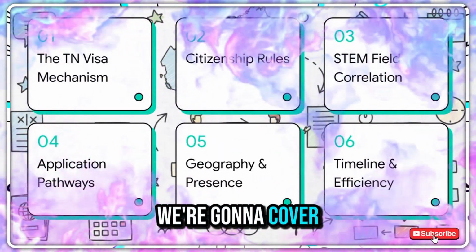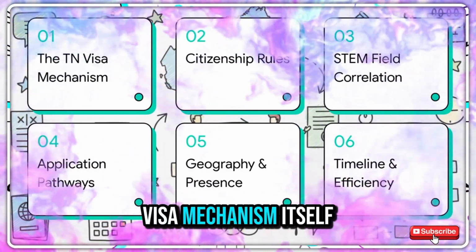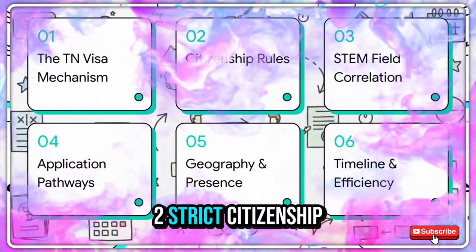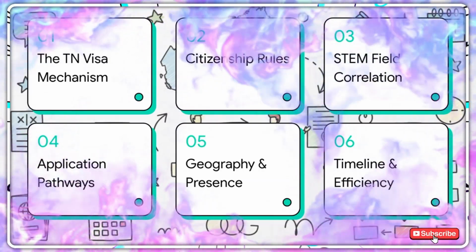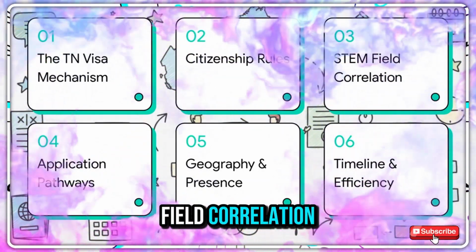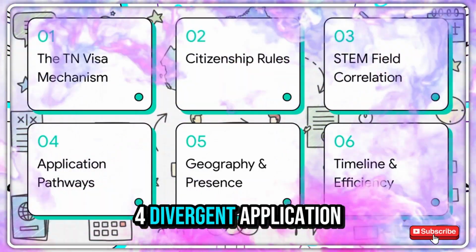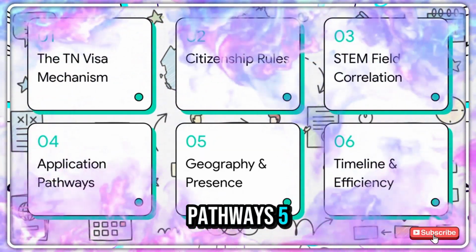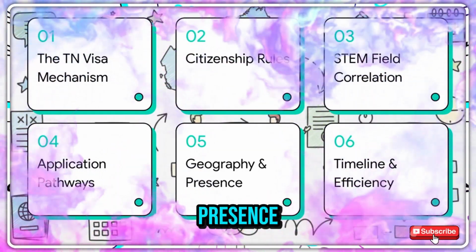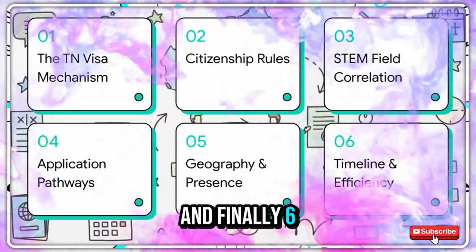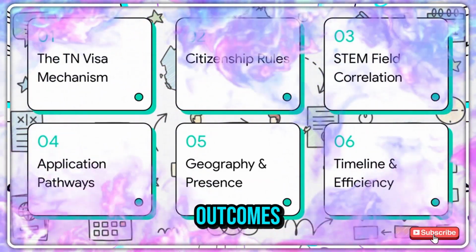We're going to cover 1. The TN visa mechanism itself. 2. Strict citizenship prerequisites. 3. The STEM field correlation. 4. Divergent application pathways. 5. Geography and physical presence. And finally, 6. Timeline and efficiency outcomes.